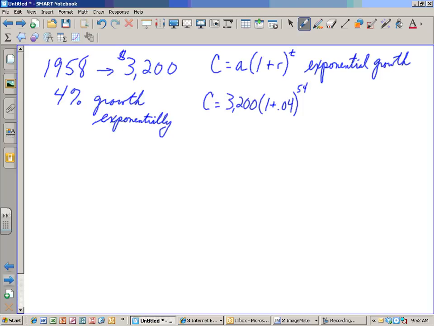So I go to my calculator, okay, and all I have to do is put in 3,200. I'm going to put in my calculator exactly as it's written on the board. Parentheses, 1 plus 0.04, close your parenthesis. Use the caret key, raised to the 54th power. Okay. So now this car is worth $26,000, we'll say $26,600.